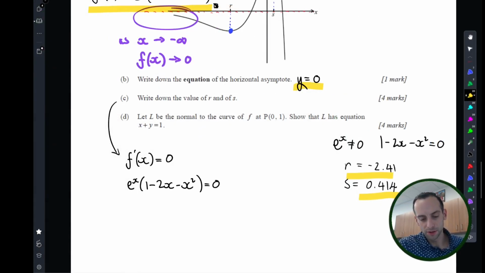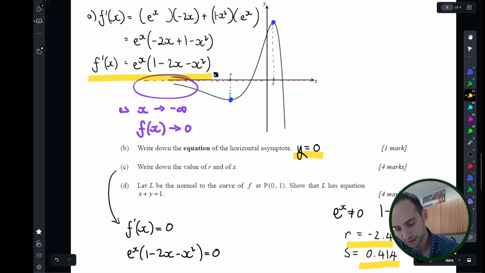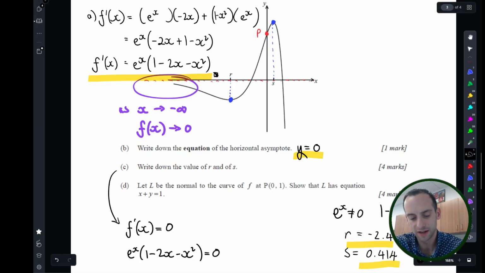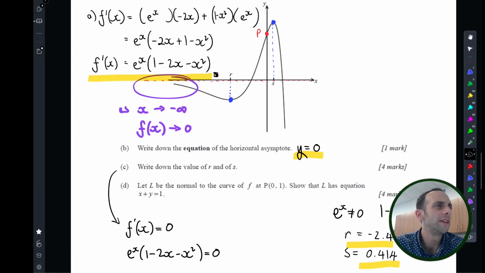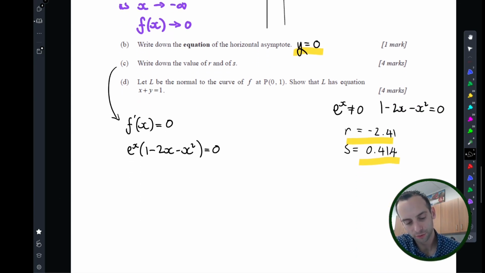Finally, for 4 marks, we're told L is the normal to the curve at P. P is (0, 1), so we definitely want to mark that on our picture here. Okay? Here is P, it's the y-intercept. We have to show that the equation of L is in standard form, x plus y equals 1. Okay? So from our work in a previous class, I believe at the end of Unit 5, we know that for the equation of a normal line, we need a point and we need a perpendicular slope.